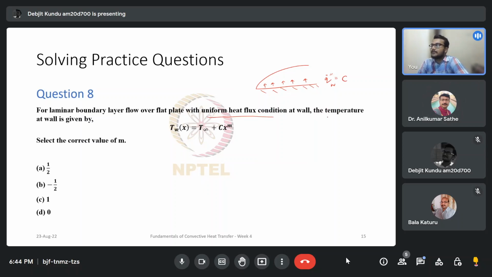Then the temperature at wall is no longer a constant, but rather becomes a function of x. So T wall of x equals T infinity plus c, some constant c, into x to the power m, some parameter m. So we have to select what is the correct value of m. Is it half? Is it minus half? Is it 1 or is it 0?